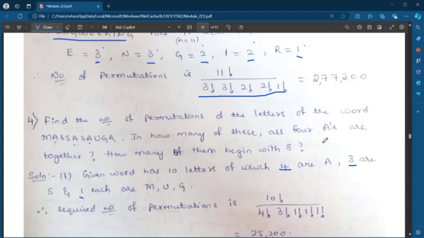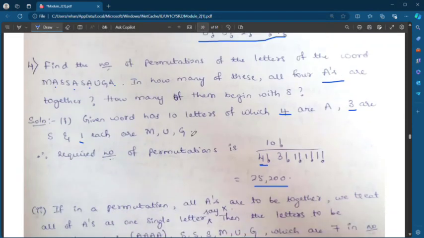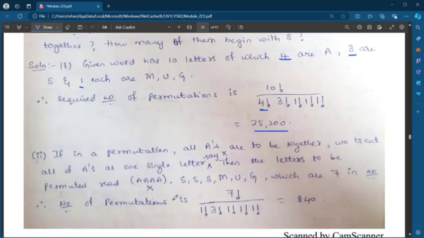Four A's are also there, which means 4 times A will be there. We find it just as we normally do for these things. Then how many of them begin with S? It has to begin with S. So here S is there 3 times.